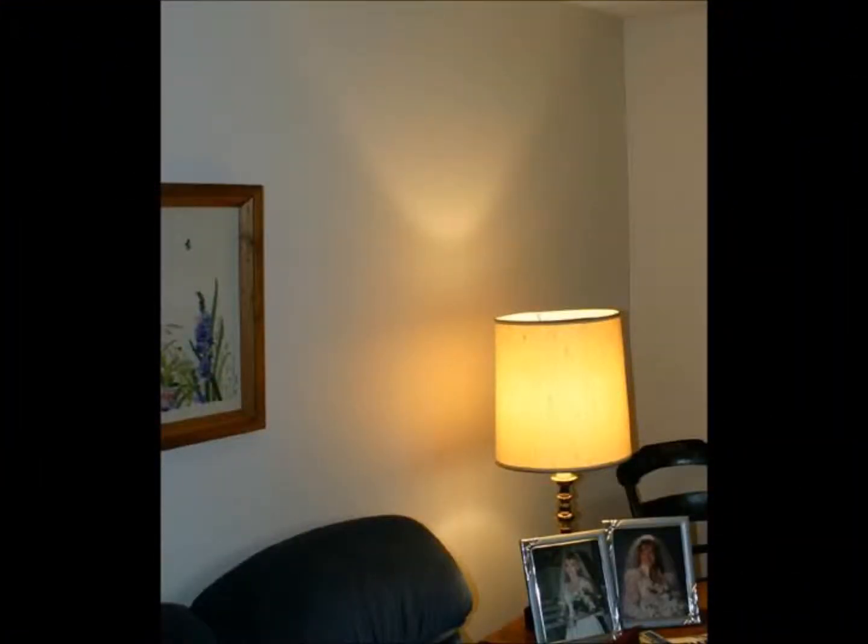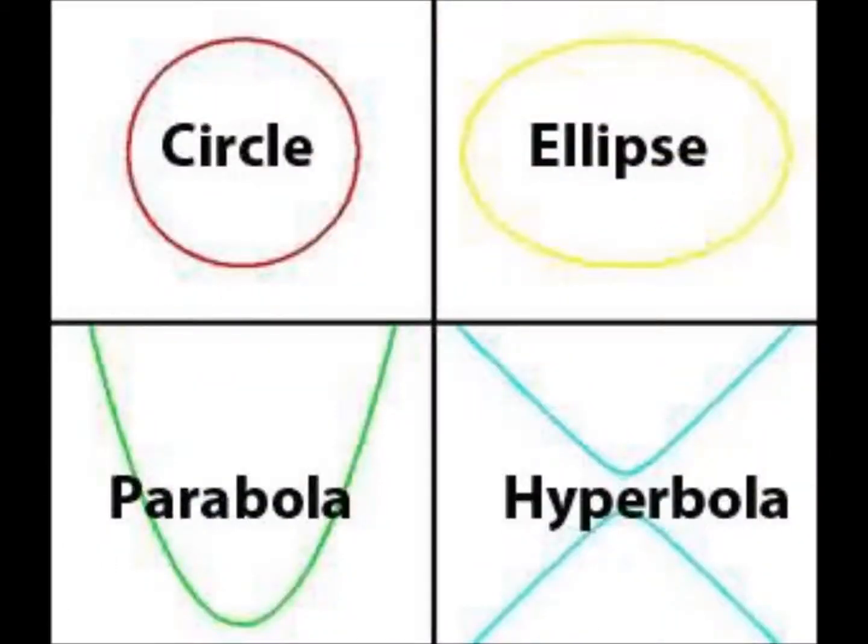Hyperbolas also occur naturally. Look hard at this picture of the light given off from this lamp. Can you see the curve of the light up high on the wall and down low on the wall that is the mirror image? That is also a hyperbola. Whew, got them all. Circles, ellipses, parabolas, and hyperbolas. 4 types of conic sections.